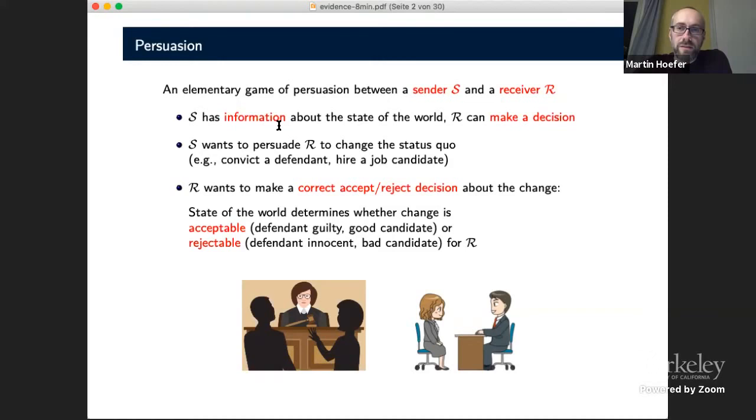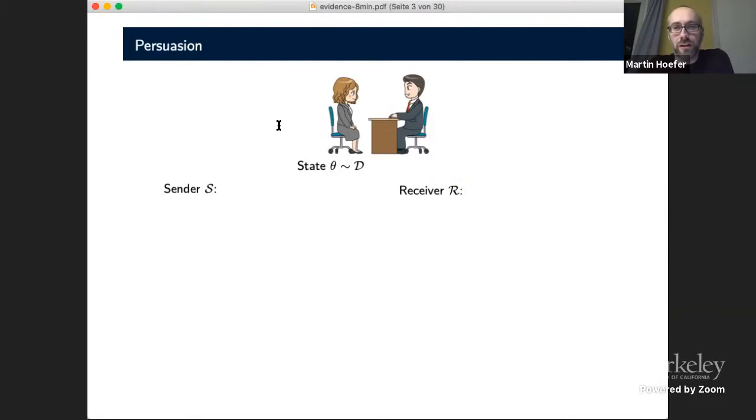Now the receiver on the other hand has more pronounced preferences, and he wants to make a correct decision. So we assume that the state of the world falls into one of two classes, namely acceptable or rejectable. Acceptable is essentially that the status quo should be changed, so the defendant is guilty or the candidate is good, so we should hire or we should convict. And rejectable is the opposite, so here we should reject the candidate or not convict the defendant. Okay, let's make this a little bit more formal to see exactly what's going on.